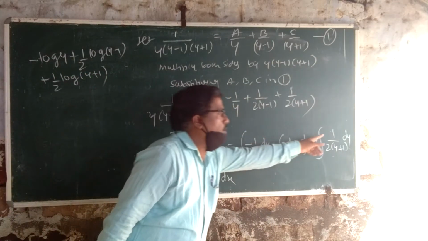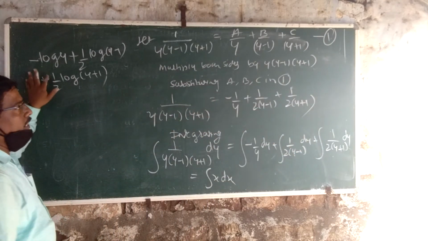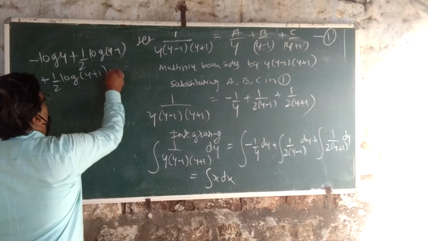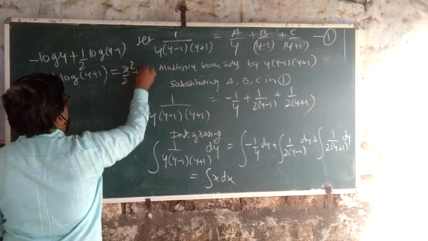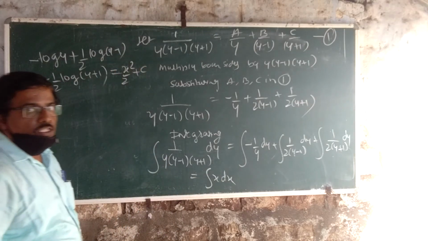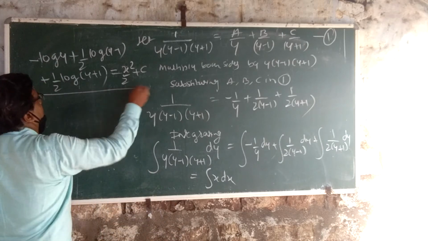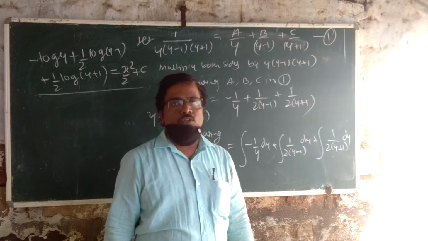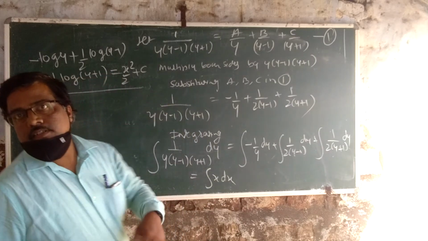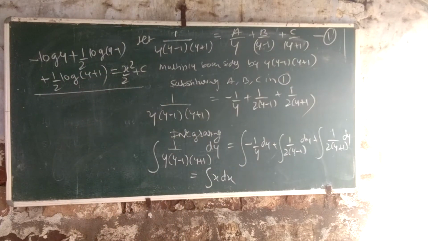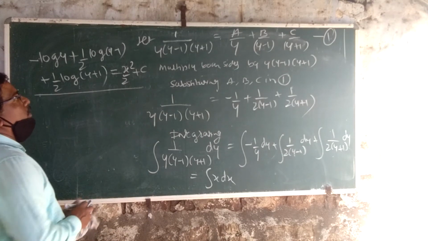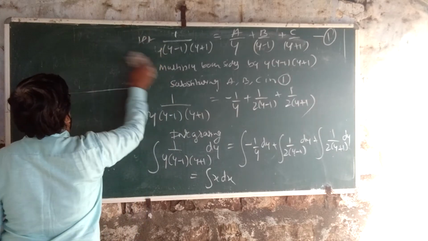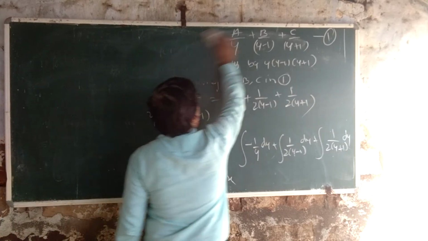Then 1 by 2 is a constant, so we take the constant outside. 1 by 2 log y plus 1 is equal to, now integration of x is nothing but x square by 2 plus integration constant c. So this is the solution of the problem. Okay, so now we move on to the second problem.